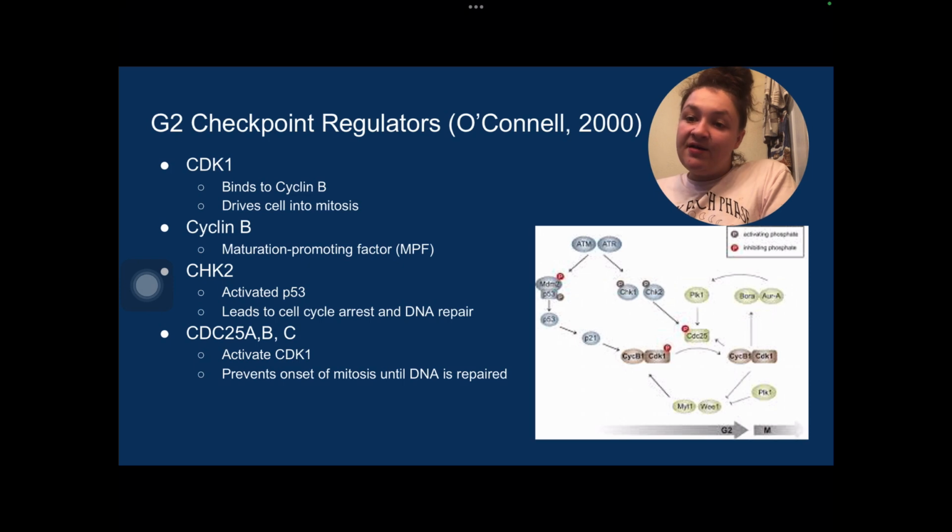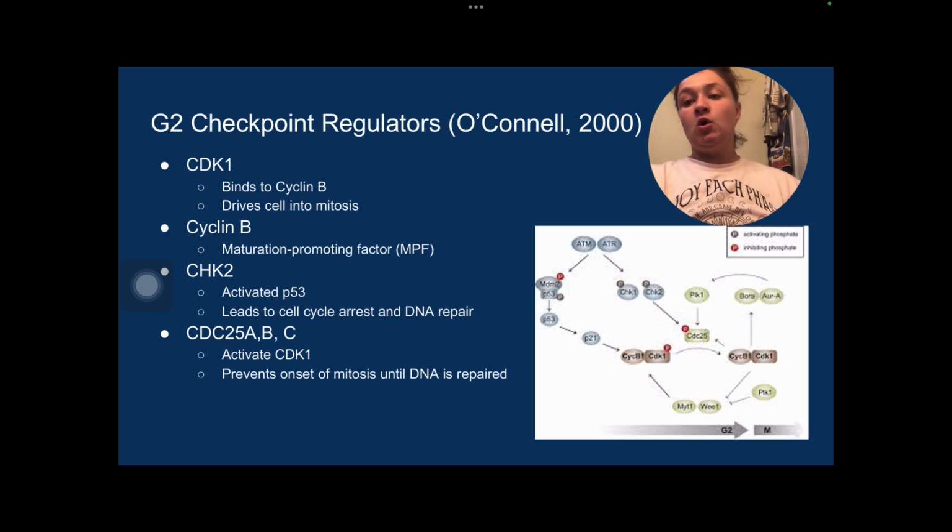P53 plays an indirect role in the G2 checkpoint by regulating the expression of genes involved in the cell cycle arrest and DNA repair. When DNA damage is detected, P53 can induce the expression of P21, an inhibitor of CDK1, thereby reinforcing the G2 arrest.